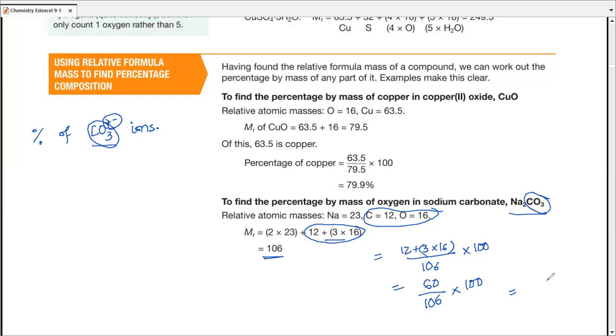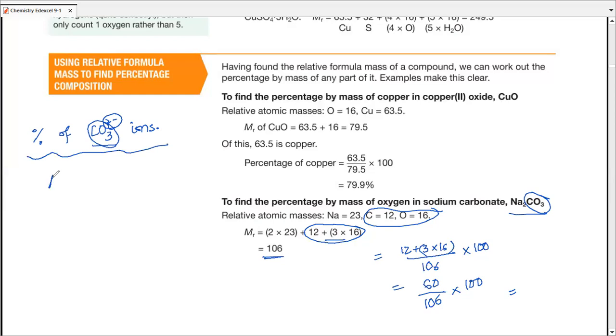Whichever ions are given there, you can't just find an element. You can even find ions. You can even find the whole portion. So don't get confused by just this manipulation or a change in question.